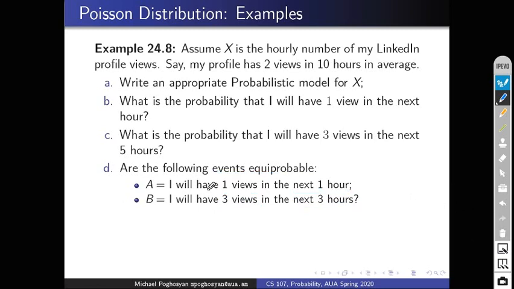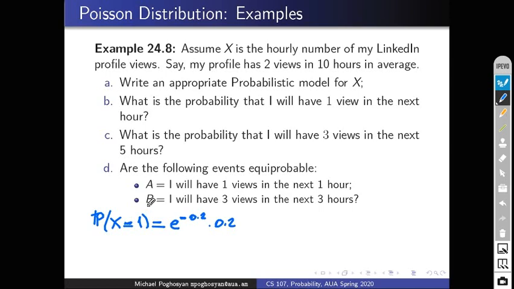Okay. So 1 view in the next 1 hour, we have calculated that, and because X is the hourly number of profile views, page views, this is e to the 0.2. Well, we have calculated this and obtained this value. And I will calculate this by using R.